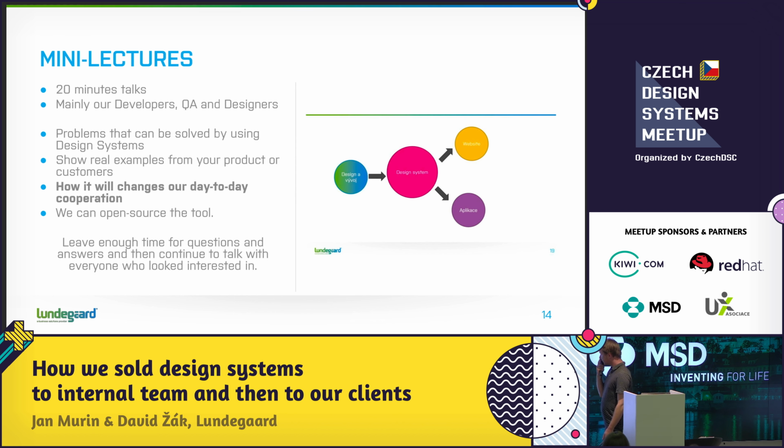Then we talk about how we can change our process. That means we always start with some design and development, then we build the design system, and after that we can build the website and application, and this can speed up our process.